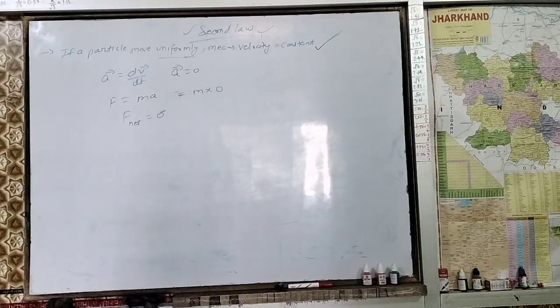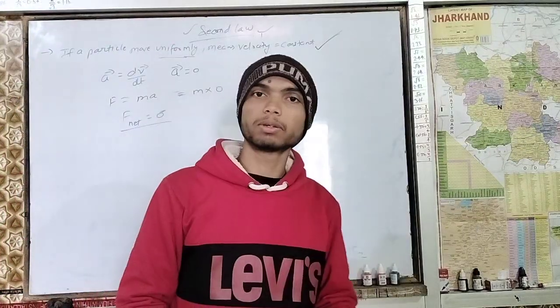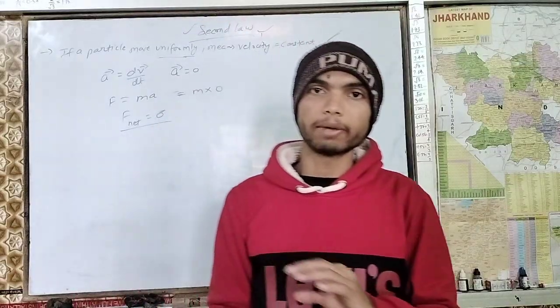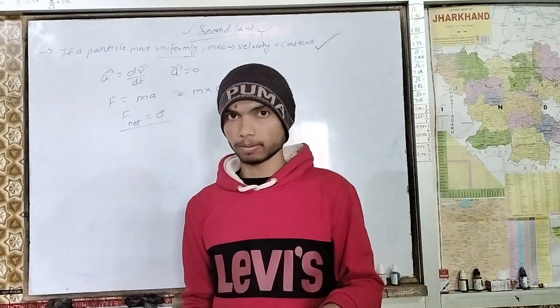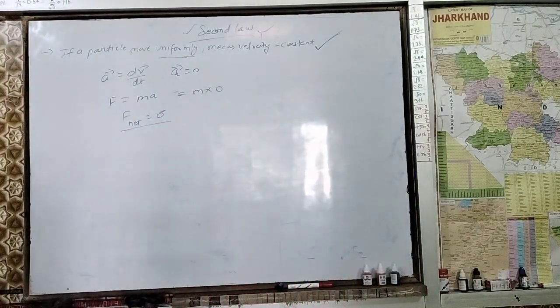Next, it means that in the absence of external force, a particle moves uniformly. If there is no external force, then the particle will keep moving without any external force. Mathematically, with the help of Newton's second law of motion, we can prove Newton's first law of motion.